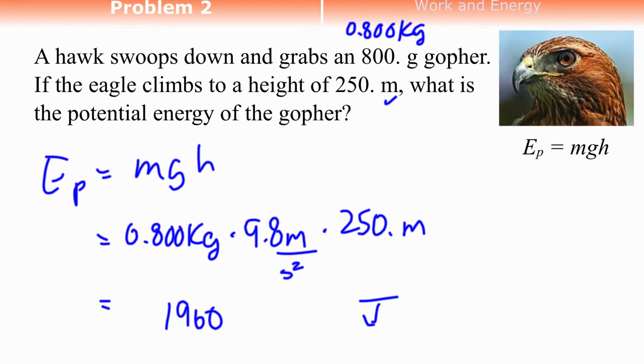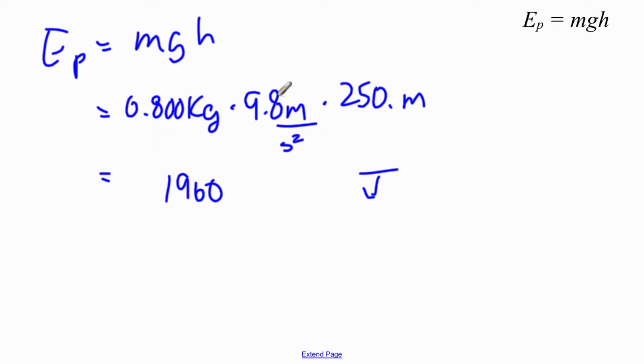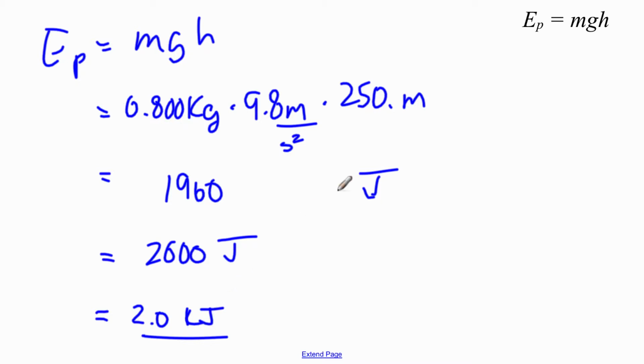Let's just look at sig figs again. 3, 3, oh, only 2 for gravity, so I can only give 2 sig figs. So I would round that up. This is my second one. I have to go here. It's more than 5. This one goes up, so this goes up to 20, and include the last 2 zeros there. Joules, but that's only 1 sig fig. Maybe let's convert this to kilojoules, and that'll help me get 2 sig figs. So it'd be 2.0 kilojoules of energy. That's how much potential energy that gopher has that's up 250 meters.